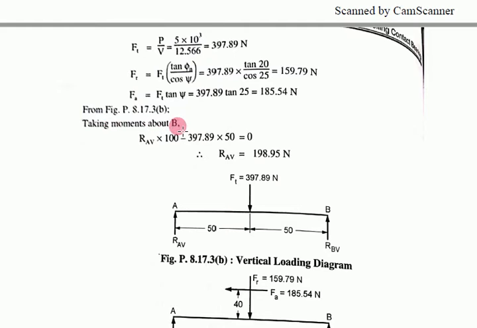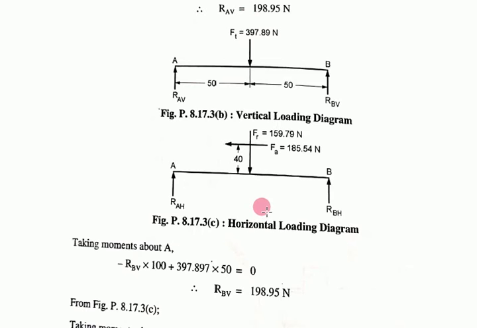So taking moment about B for vertical, RAV is anti-clockwise and FT is clockwise. So one negative, one positive. So RAV we have to find out. So RAV and RBV, that is the reaction at A and reaction at B for vertical.